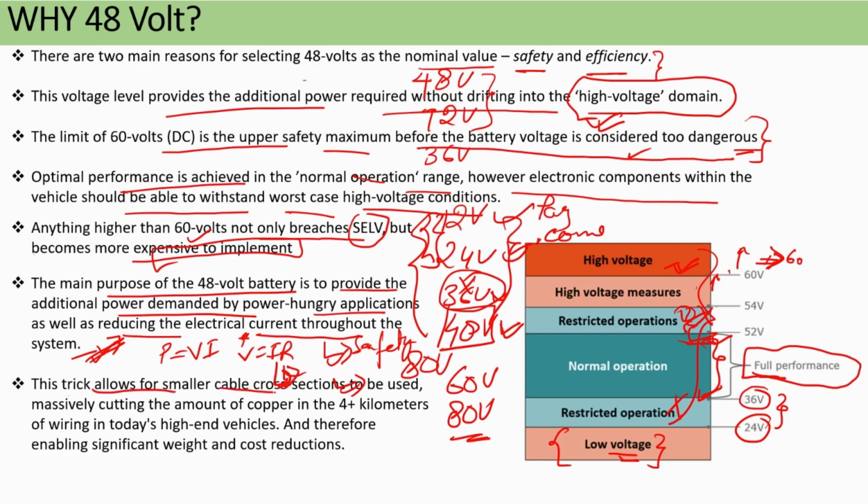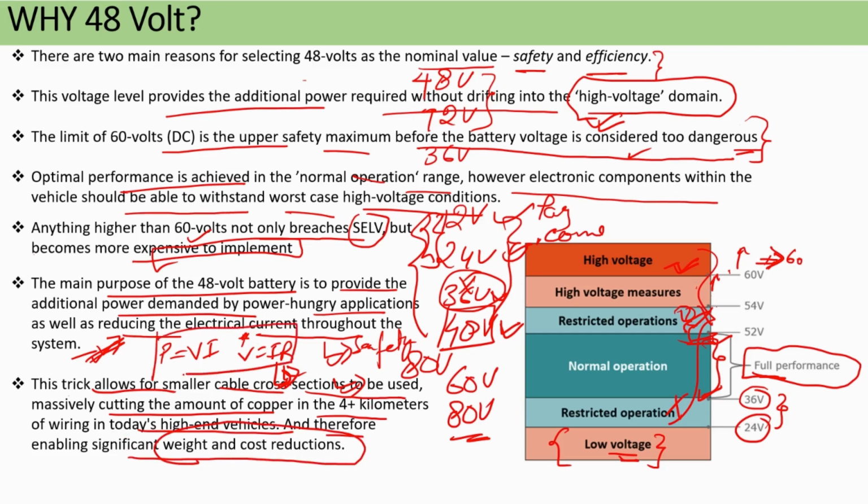So this trick allows a smaller cable cross section to be used, massively cutting the amount of copper in the 4 plus kilometers of wiring in today's high end vehicles, and therefore enabling significant weight and cost reduction.